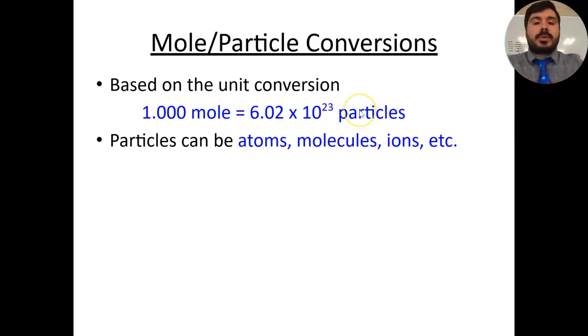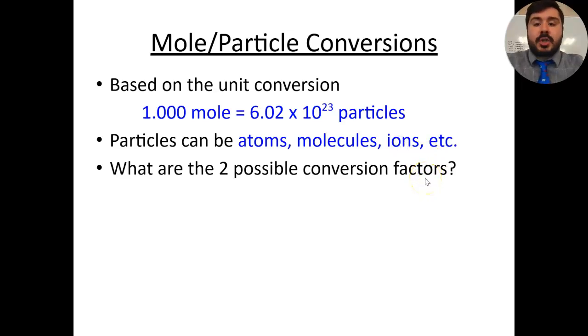Now, this word particles can be interchanged between multiple different ones, right? If I had the word atoms here, or molecules, or ions, or particles, these 4 words, particles, atoms, molecules, ions, are pretty interchangeable with each other. So if I had 6.02 times 10 to the 23rd atoms, or 6.02 times 10 to the 23rd particles, or 6.02 times 10 to the 23rd ions, those are all the same thing and mean the same thing. They're very interchangeable with each other: particles, atoms, molecules, ions.